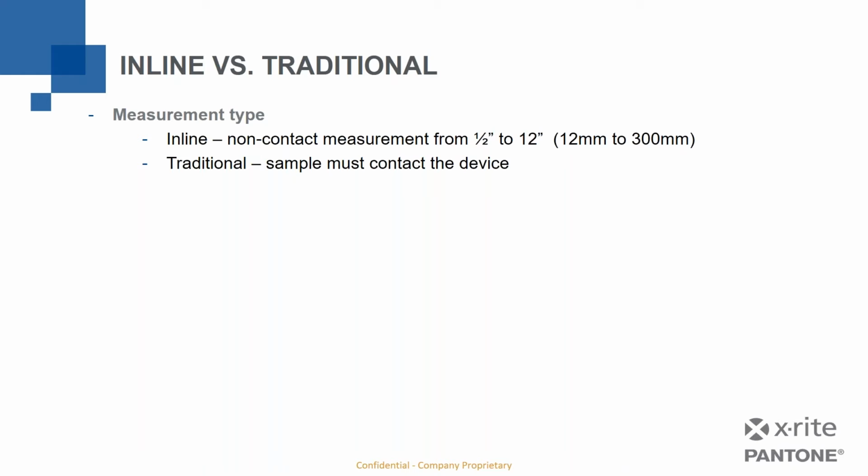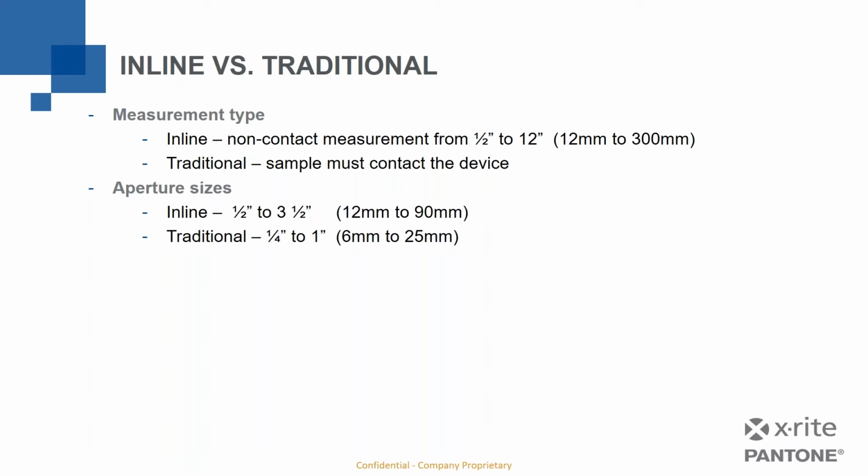So non-contact is the first major difference with inline. Second is aperture sizes. Inline measures from, depending on which inline device we're talking about, 1/2 inch to 3.5 inches in diameter. That's the measurement size, and we have it there in millimeters as well. Compared to traditional, which is a smaller aperture, down to 1/4 inch, and the maximum we go is 1 inch, 25 millimeters.